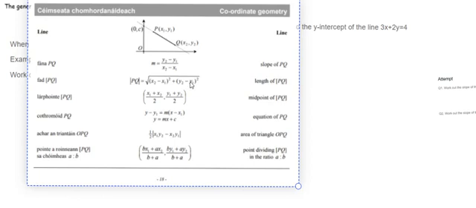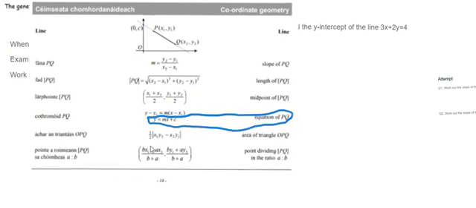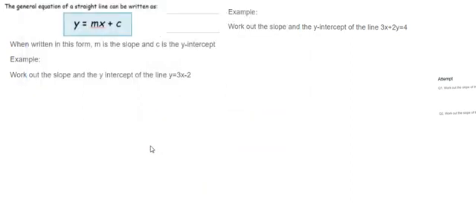Hey guys, so this video is called y equals mx plus c. If you look at your log tables on page 18, you'll see that you've got this equation of a line formula, y equals mx plus c. It's one of two formulae for the equation of a line. I'm just going to go through that now and explain what it's about and how it's useful.